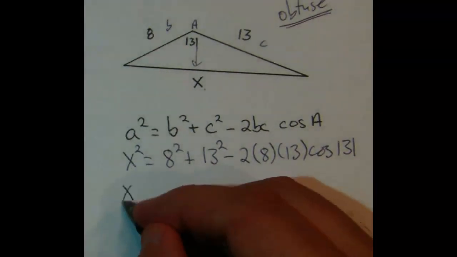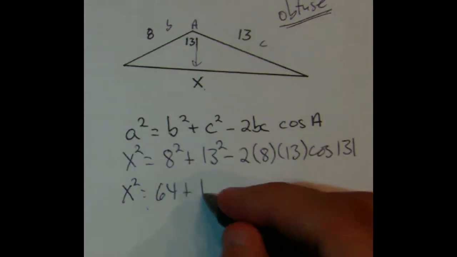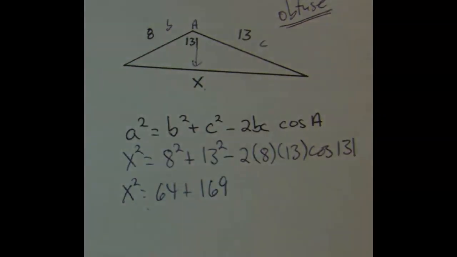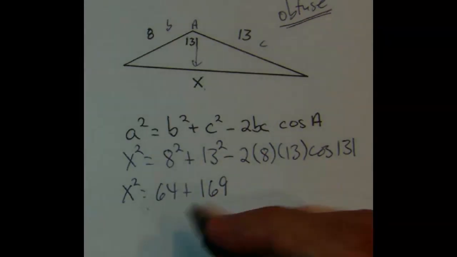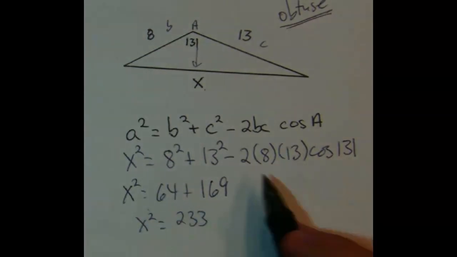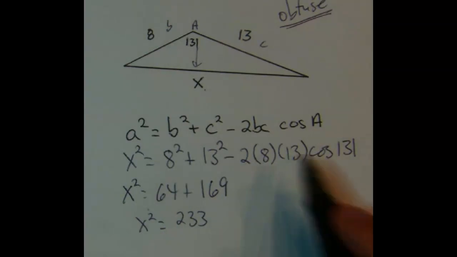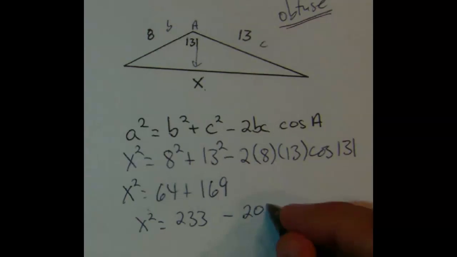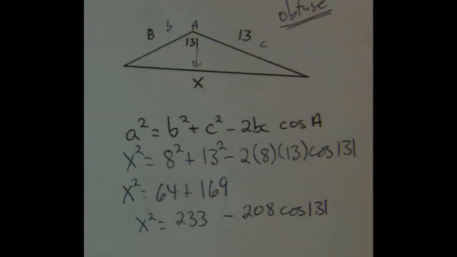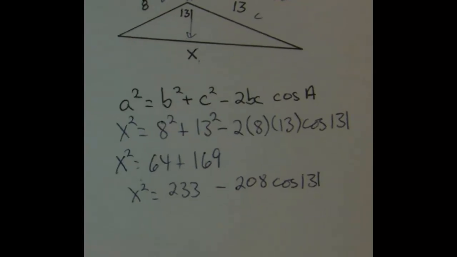Alright, let's simplify. 8 squared is 64. 13 squared is 169. When you add 64 and 169, you get 233. Now let's multiply 2 times 8 times 13. 2 times 8 is 16, times 13 is 208. Cosine 131. Alright, that's fine, but now look what's going to happen when you put it in your calculator.